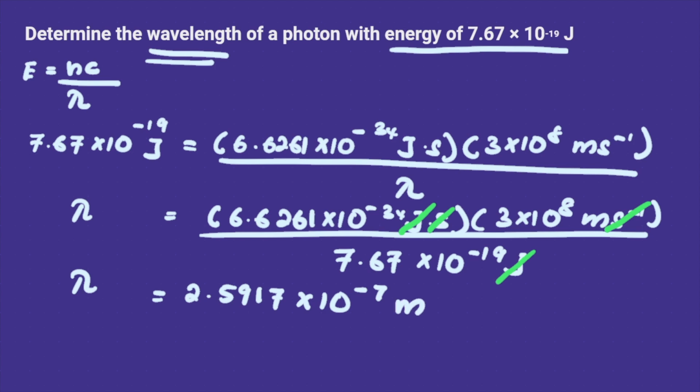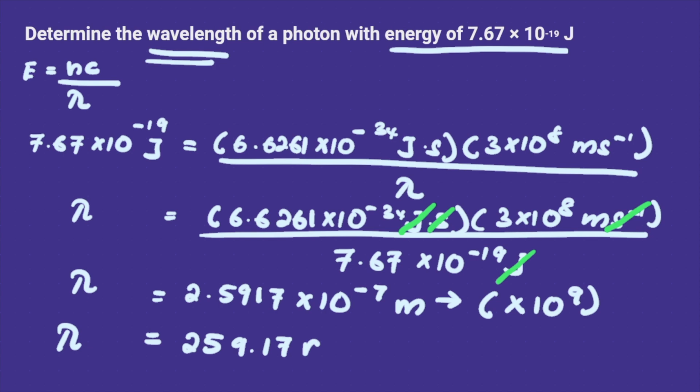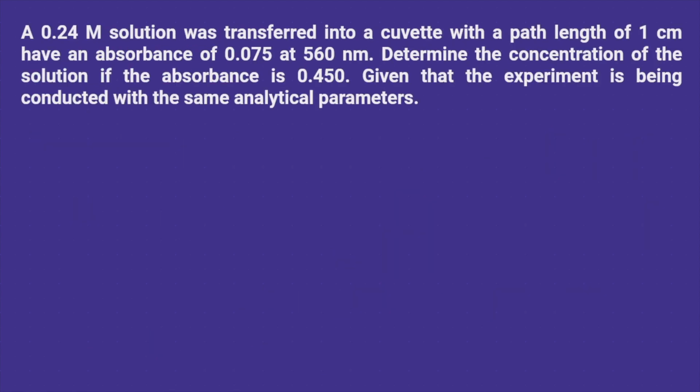But then, if you want to change it to nanometer, this value you just have to times with 10 to the power of 9. Therefore, your wavelength should be equivalent to 259.17 nanometer. So this is the final answer for the first question. Let's move on to question number 2.